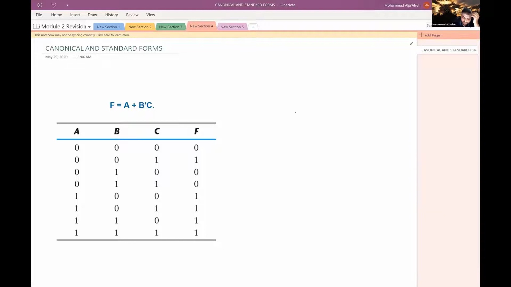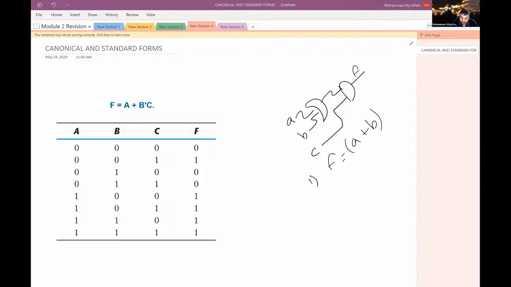Okay, so let's suppose I have here A ORed with B, and then I have C here, it's ANDed. So this digital circuit can be described by a Boolean expression. What is the Boolean expression of this circuit? F equals A plus B, both of them ANDed with C. That's one way of describing it.